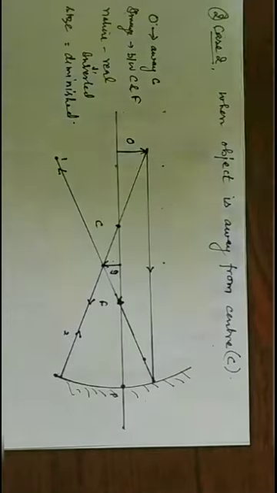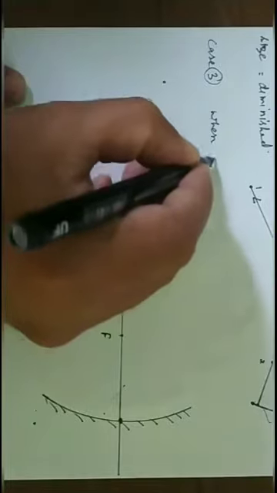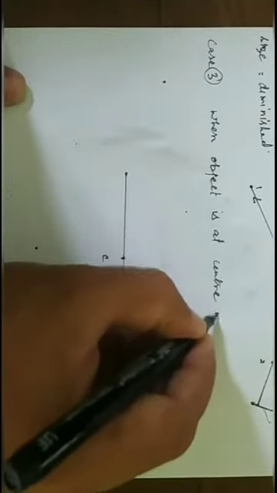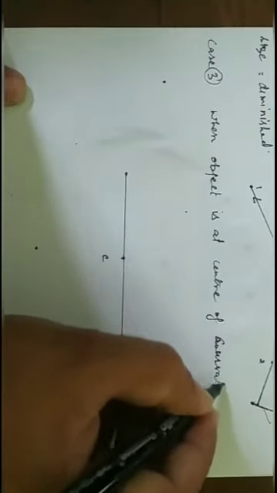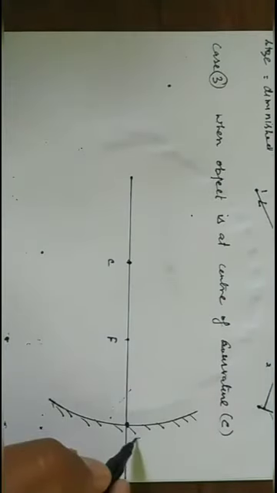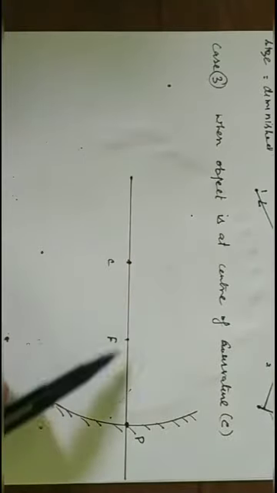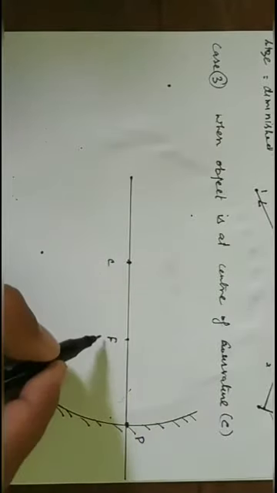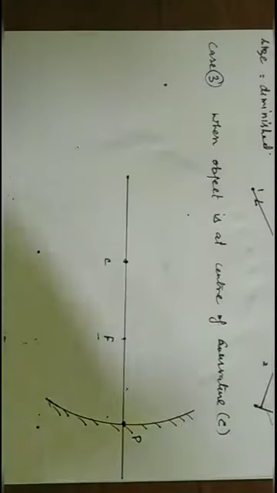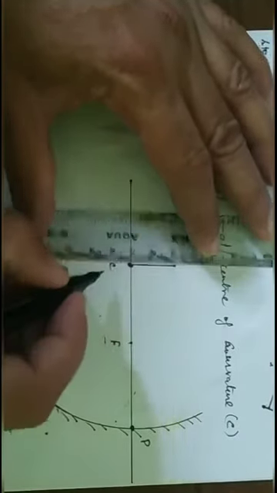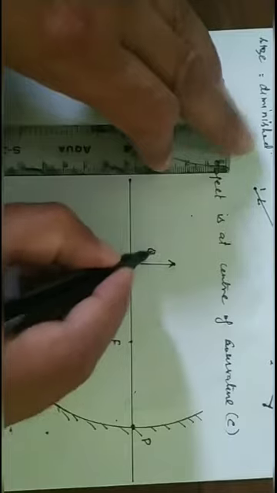Now let us discuss the third case, when the object is at the center of curvature, that is C. Here this is my concave mirror, and this is the pole P. The line passing through C and P is known as the principal axis. The midpoint of C and P is known as the principal focus. Now my object is at the center, so I draw the object at the center. This is my object O.